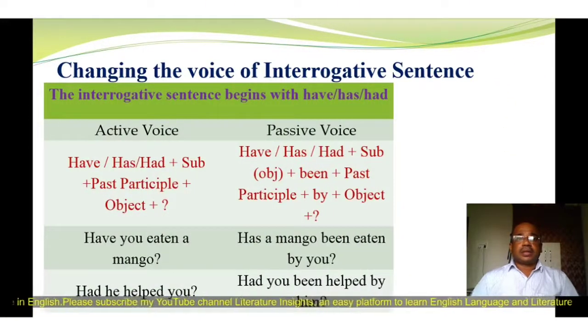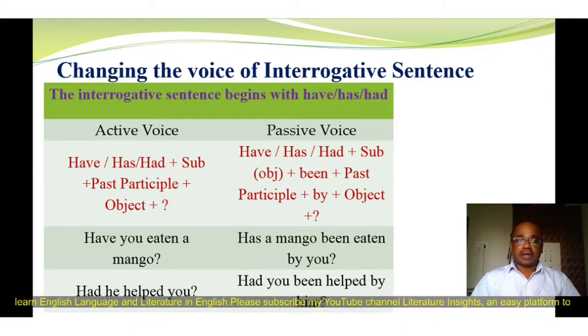Then next, the interrogative sentence begins with have, has, had. So here also we have a structure in active voice and passive voice. Have/has/had plus subject plus past participle plus object plus question mark. So this is the formula for active voice. In passive voice we have a structure: have/has/had plus subject, which was earlier object in active voice, plus been plus past participle plus by plus object plus question mark.